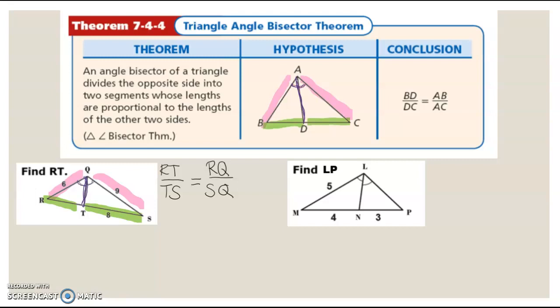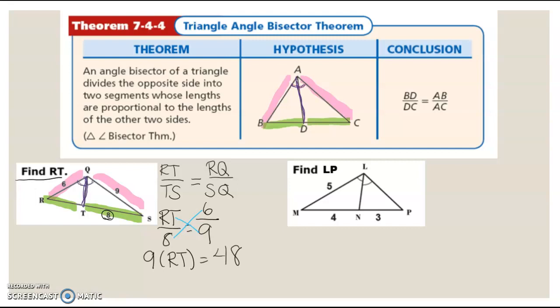Let's substitute our values in. I do not know what the length of RT is. That's what I'm trying to find. I know TS is 8, RQ is 6, and SQ is 9. So just like with my examples before with the triangle proportionality theorem, we are going to be cross multiplying. RT times 9 and 8 times 6. RT times 9 is just 9 RT, and 6 times 8 is 48.